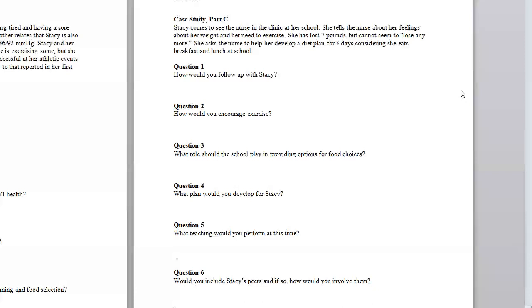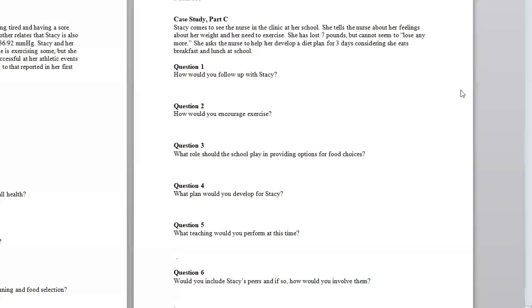Question 2, how would you encourage exercise? I think we could use positive and reward reinforcement. Stacy can begin with activities that start off very slowly, such as walking, maybe swimming, because that might also be fun and wouldn't be as boring. It might be possible to get Stacy involved with other athletic activities at school. And Stacy should develop a chart where she writes down what she does every day with her exercise and then reports that back to the nurse.